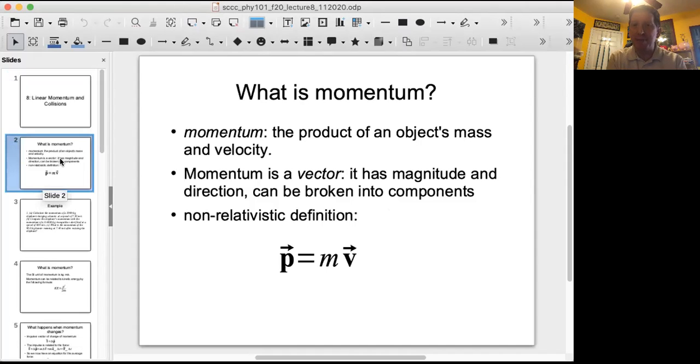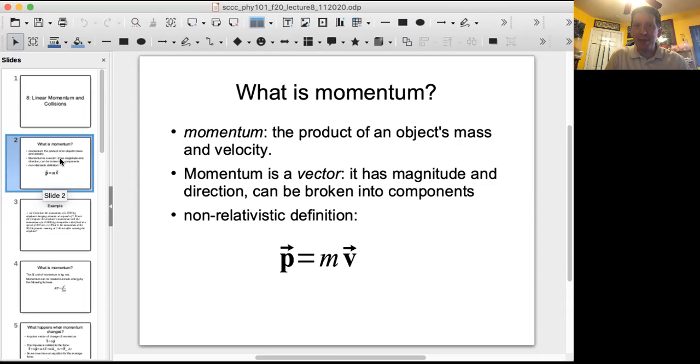So momentum is the product of an object's mass and velocity. Momentum is a vector. It has magnitude and direction, and it can be broken into components. The definition of momentum, not getting into things like special relativity where the definition gets altered, but the definition of momentum that we use in introductory level physics, we define the momentum vector as P. And again, with the arrow, it's a vector and it's equal to the mass multiplied by the velocity.